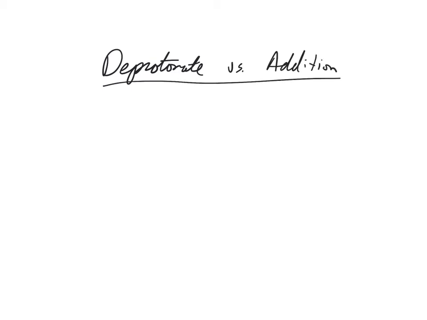So something to think about when trying to decide, do I deprotonate versus an addition step? The hardest one to figure this out with is the strong base hydroxide, NaOH. A lot of times it's NaOH. The problem is this can be a base, and it can also add into carbonyls. So depending on your type of carbonyl, that's what you need to look for.